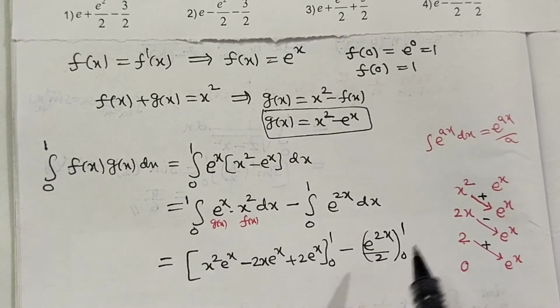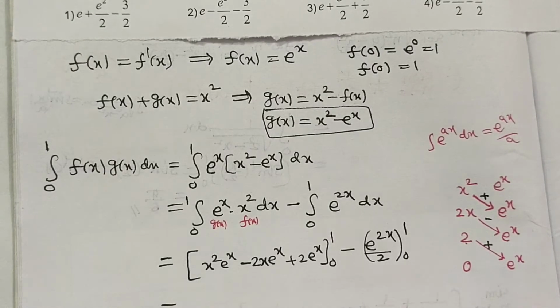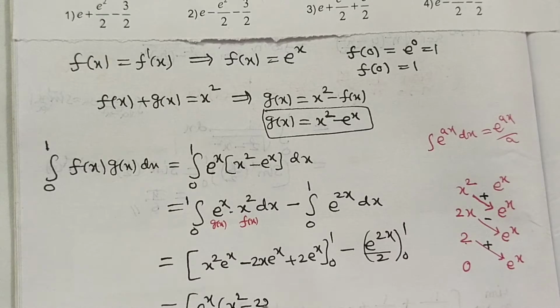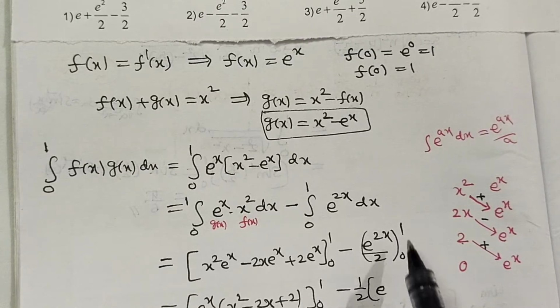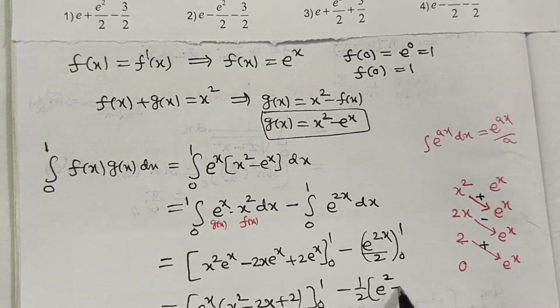Applying the limit 0 to 1. So throughout this, you can take common e power x. E power x into x square minus 2x plus 2. Applying the limit 0 to 1. Here 1 by 2 can be taken outside. E power x with x equal to 1, substitute: e power 2 minus e power 0.